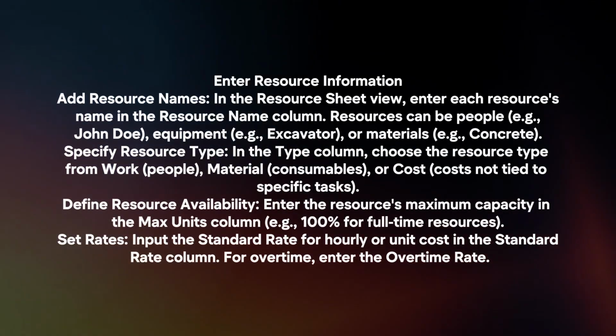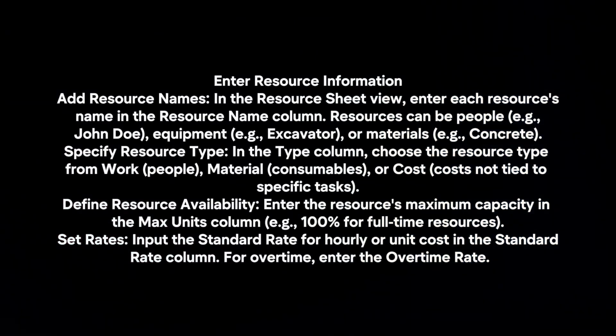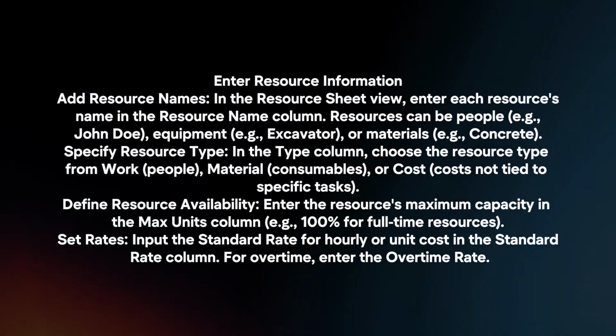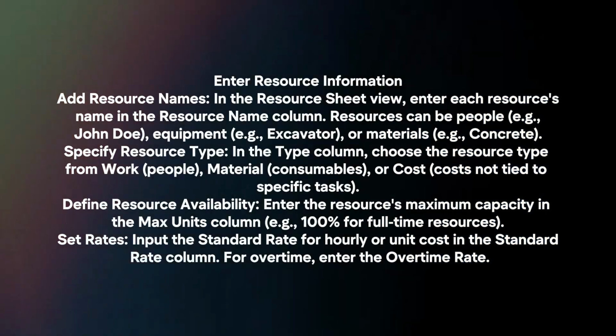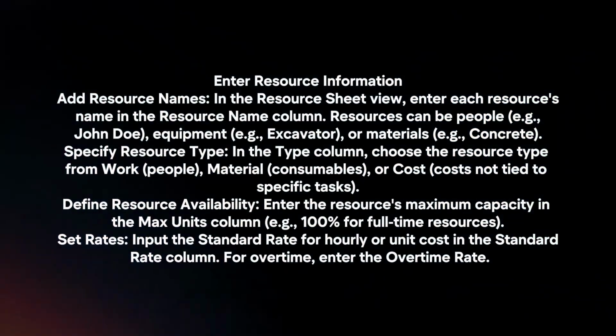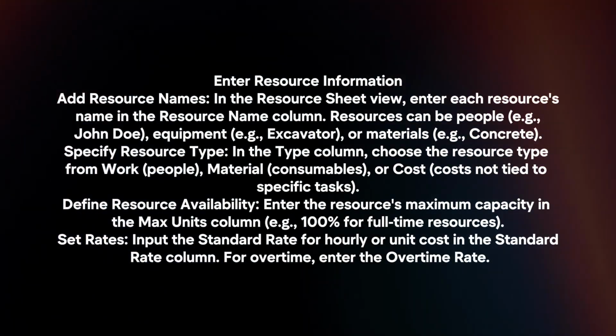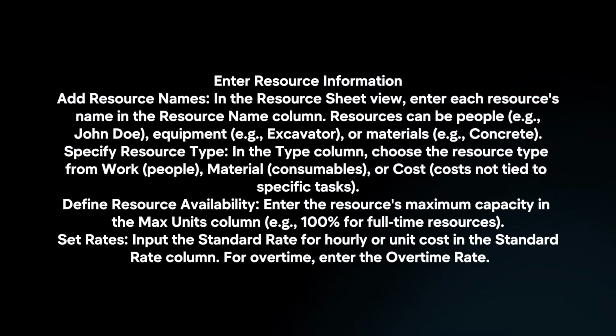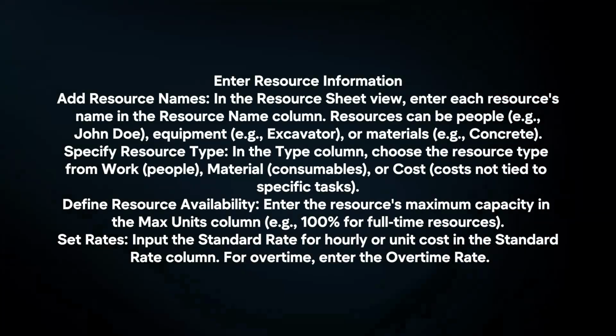Enter resource information. Add resource names. In the Resource Sheet view, enter each resource's name in the Resource Name column. Resources can be people, equipment, or materials. Specify resource type. In the Type column, choose the resource type from work, material, or cost.